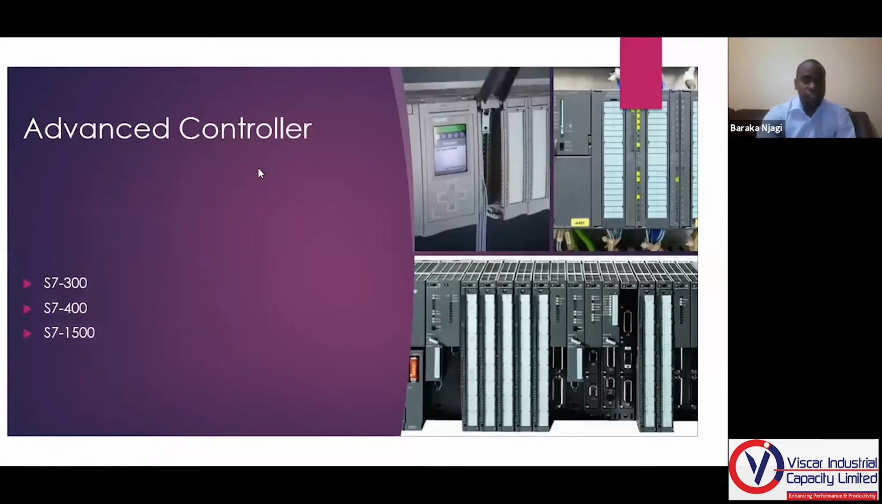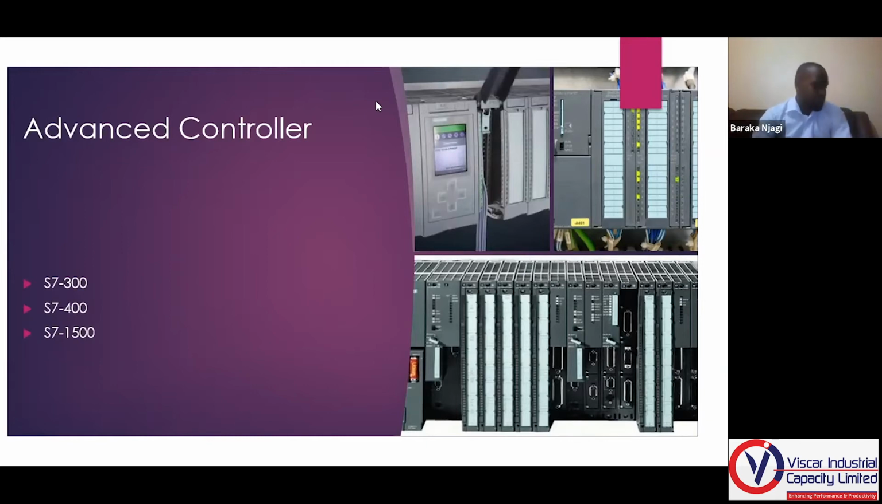We have the advanced controller, and this is what is most commonly there now in industries. There are 3 that I've listed: the S7-300, the S7-400, and the S7-1500. From your photo there, the one on the top left is the S7-1500. The one on the top right is the S7-300, and down below is your basic S7-400. As you can see, they are modular, so there is a module for each.